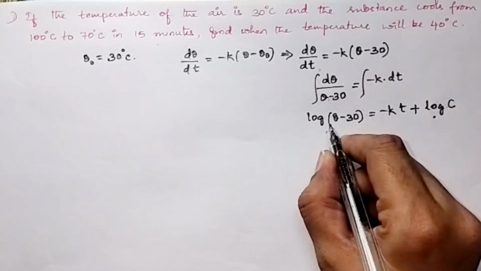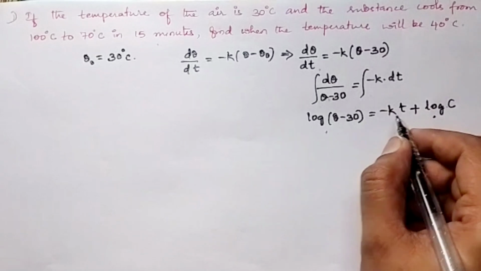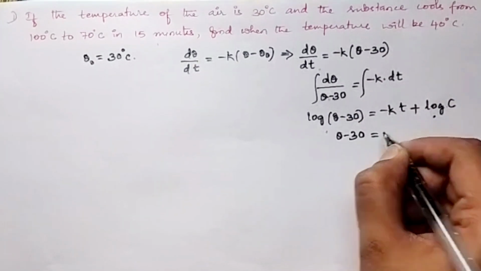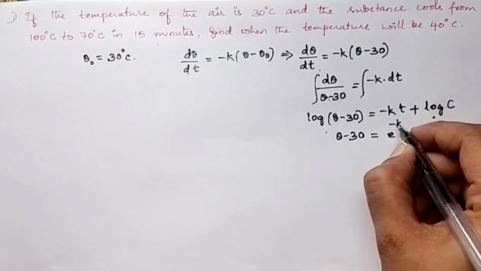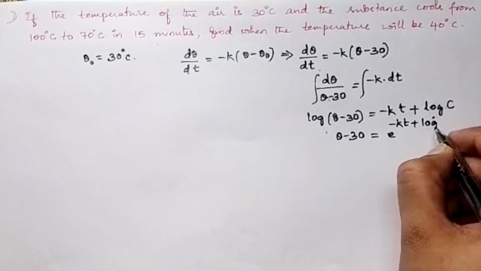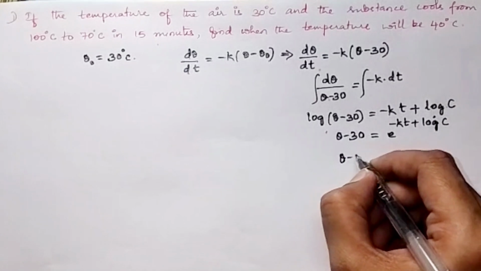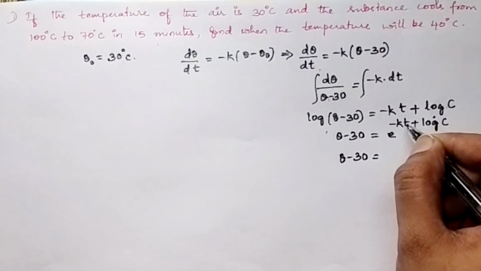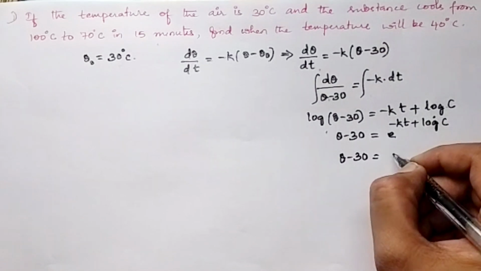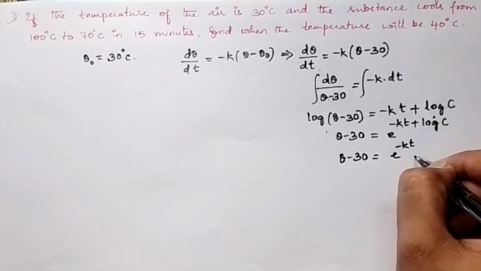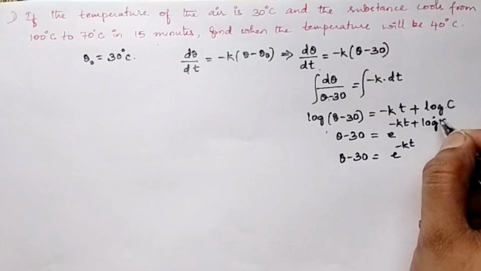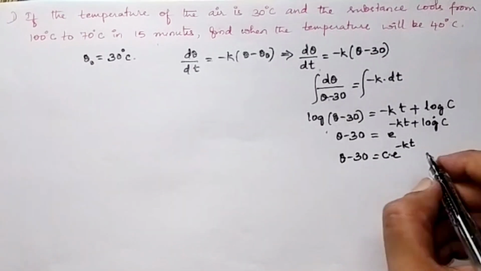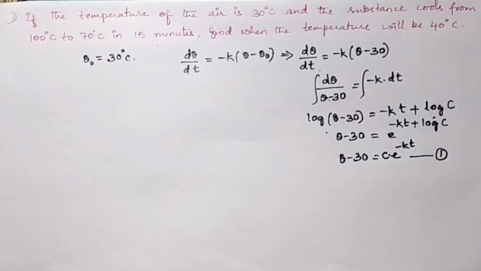Now you can simplify this further by taking exponential on both sides. Exponential and log cancel. Theta minus 30 equal to e to the power (minus kt plus log c). This can be split as e to the power minus kt into e to the power log c. Exponential and log again cancel, and you get c. So theta minus 30 equals c into e to the power minus kt. This is your equation 1.